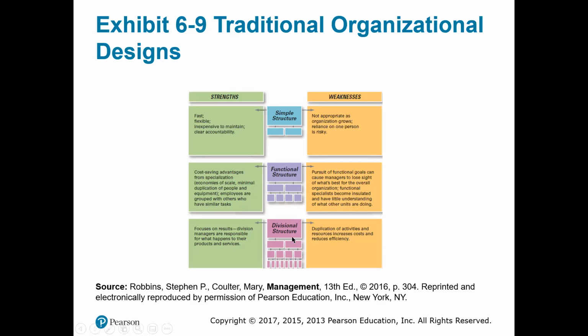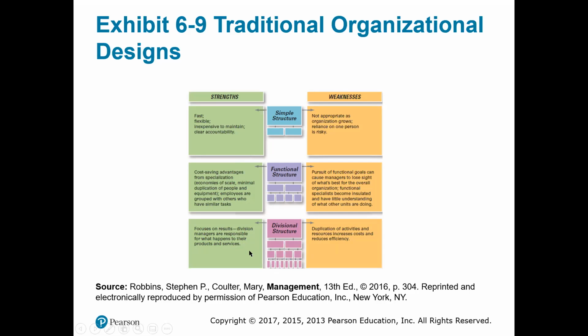The last one is divisional structure. Look at the layers. It has one, two, three, four layers. So it focuses on results. Each division, suppose General Electric, I'm taking the example of a company called General Electric. They have medical systems. That's a division. They have, say, aircraft engines. That's another division. General Electric can have a third division, oil and gas is a division. GE Capital can be a division.